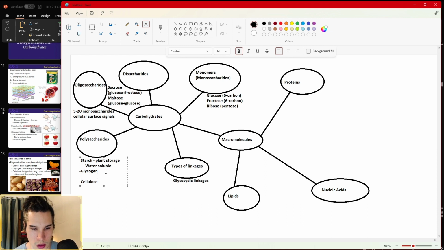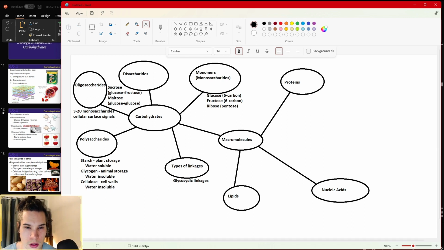Glycogen. What is your glycogen? That's going to be animal storage. And what's some detail about that? It's going to be water insoluble. And same with your cellulose. That's going to be water insoluble too. And your cellulose, that's going to be typically used as plant cell walls or cell walls. I'll just put cell wall. Water insoluble. Cool. 1, 2, 3, 4.